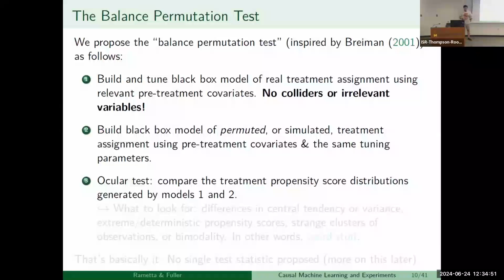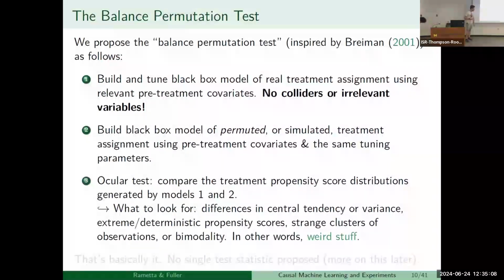And then all you have to do after that is compare the two treatment propensity score distributions you get from steps 1 and 2. We're literally just going to do a kind of ocular test and look at the distributions. And that's sort of all there is. I'll talk about why there's no test statistic in a minute. But this is sort of how the method culminates.